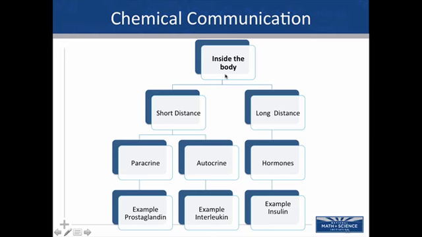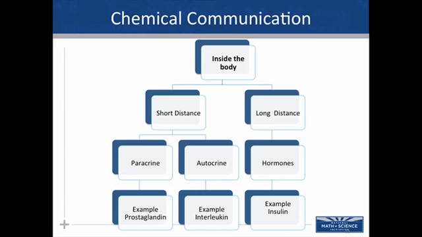Let's now turn our attention to some examples that are inside the body. When we look at inside our body, we could have short distance communication, or we might have long distance communication occurring where we send a signal for a fairly long way from one part of the body to the other. The short distance communication is going to typically communicate with cells in that specific area, whether it's very close in that area or, as with autocrine signaling, the exact same kind of cell that is doing the secretion.